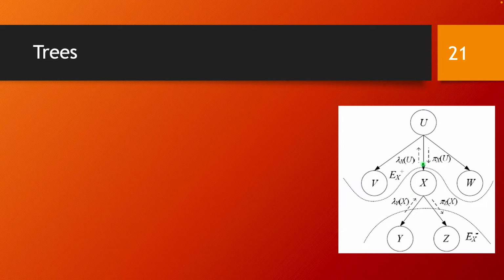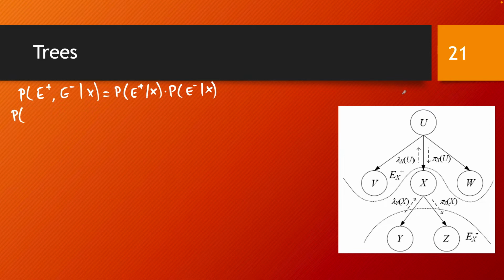So what this means is that we can in fact write that the probability of having the evidence E plus and E minus given X is simply, because X separates E plus and E minus, this product, so we can consider them separately. And similarly, as in the case of a chain, we will have the following calculation.